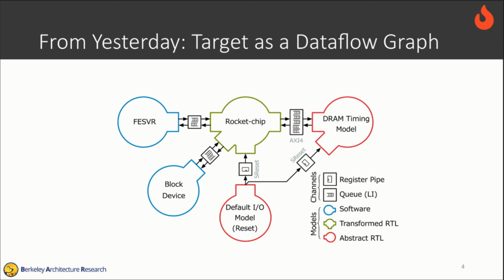So from yesterday, I had this target graph, right? And Sagar talked a lot about how to stitch these things together to produce a larger simulation. But now I'm going to focus more on how do you swap out individual nodes, or how do you add nodes?